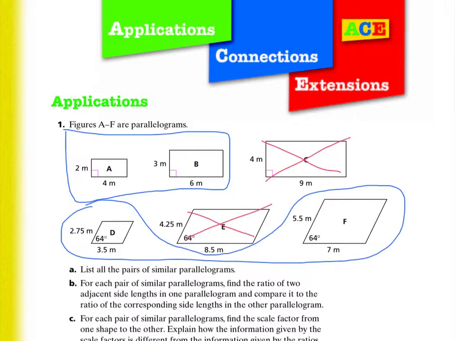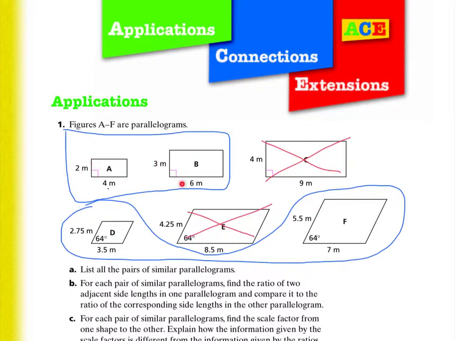Okay, what I've done is I've circled in blue the parallelograms that have equivalent ratios, and then I put an X over the ones that don't belong. So let's talk about why I did what I did. For A and B, the scale factor is 1.5. So if you multiply 4 times 1.5, you get 6. If you multiply 2 by 1.5, you get 3.